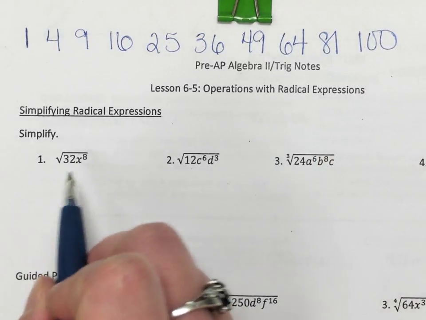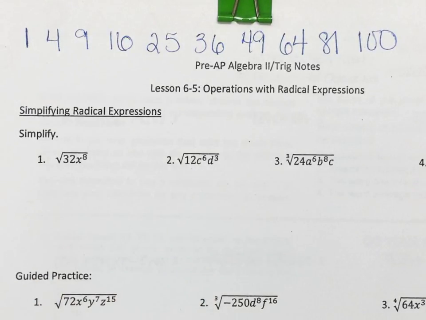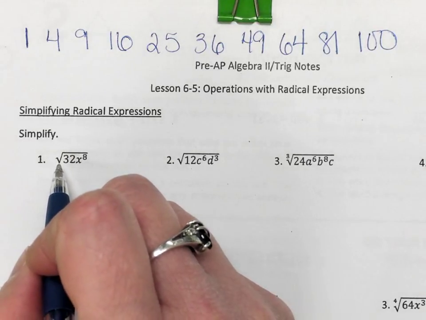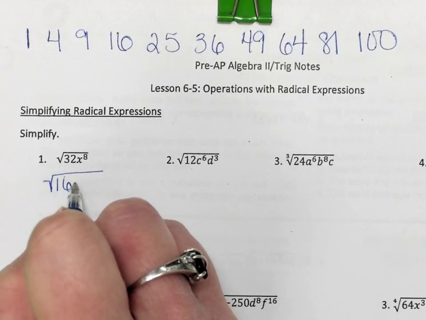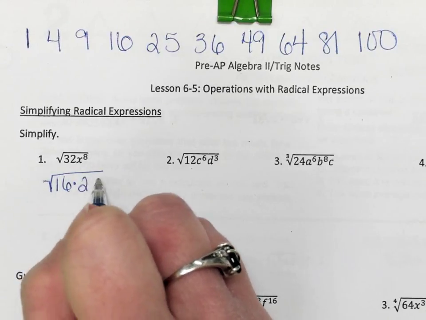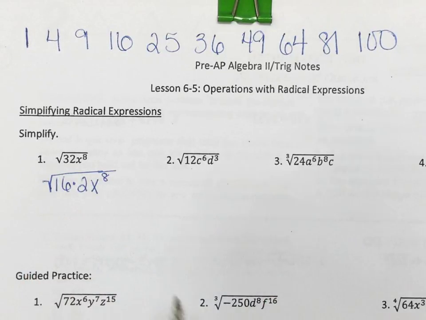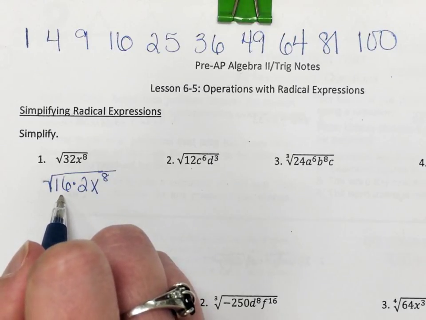Okay, is 32 on that list? No. All right, so remember how to do this. You got to take your calculator and see what's the biggest one of those numbers that divides into 32. What's the biggest one? 16. Very good. 16 times what is 32? 2. Y'all okay so far? Alright, what's the square root of 16? 4.